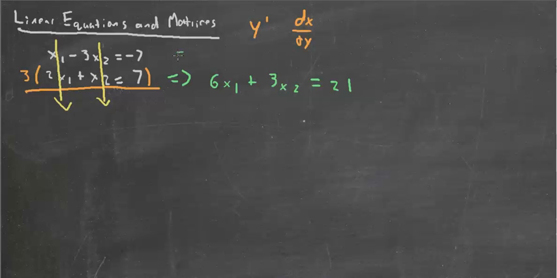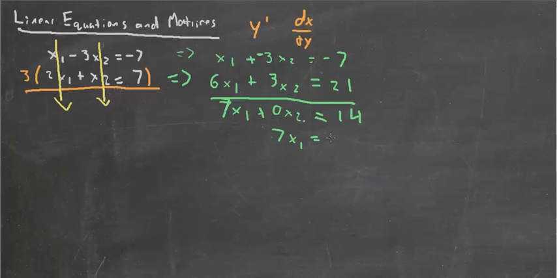And now let's rewrite the top. So we have x1 minus 3x2 equals negative 7. Or if it makes you feel any better, let's call it plus negative, so we're all on the same page here. So now we just want to add vertically. What we're going to get is 7x1 plus 0x2 equals 14. And simply we're going to solve for 7x1 equals 14. Just divide both sides by 7. Very simple. x1 is going to be equal to 2.